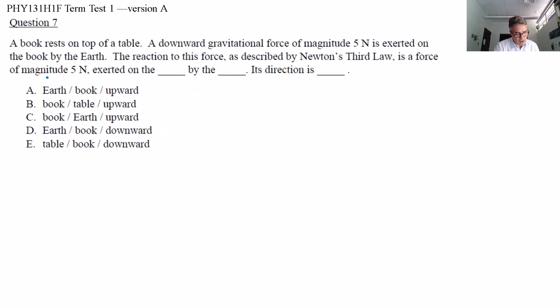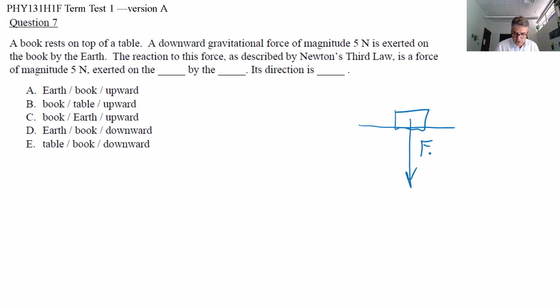A book rests on top of a table. A downward gravitational force of magnitude 5 newtons is exerted on the book by the earth. The reaction to this force, as described by Newton's third law, is a force of magnitude 5 newtons exerted on the... Okay, so let's find the reaction force.